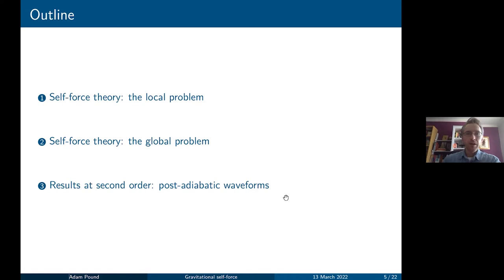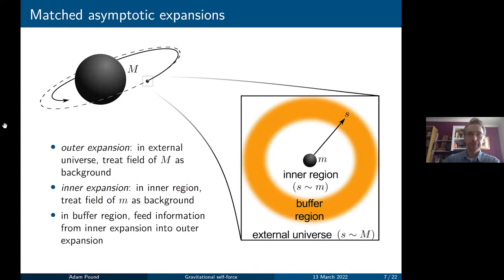Okay, now before I get to the really new exciting stuff, I want to give just an overview of what I mean by self-force theory, so more detail about what I just presented in that last slide, and I'll break it up into what I call the local problem and the global problem, both of which are interesting. So starting with the local problem. What I mean by the local problem is really, how do I add a small body into a spacetime? How do I add it into the Einstein field equations?